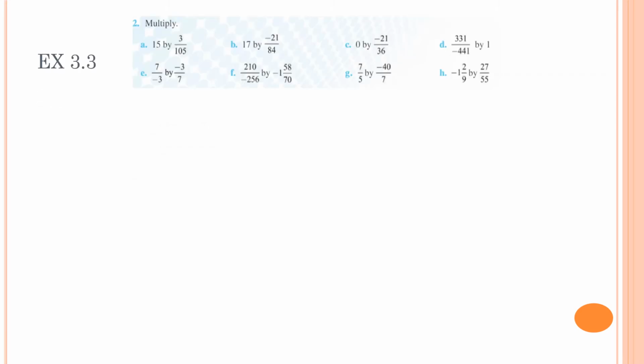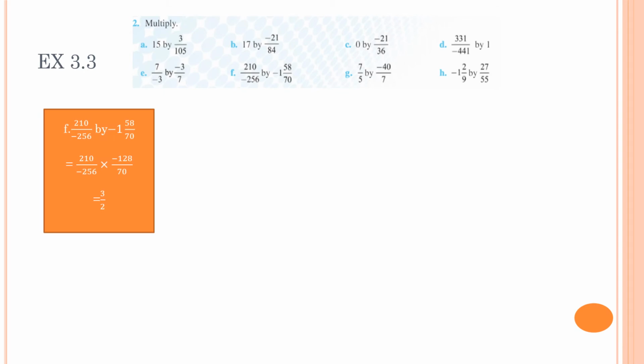So we will start with certain problems from exercise 3.3. Here let us solve F1. So the question is 210 divided by minus 256. You have to multiply it by minus 1 58 by 70.